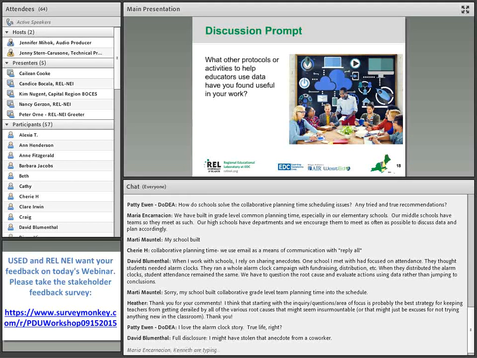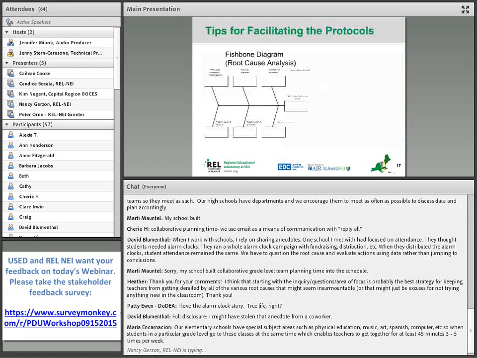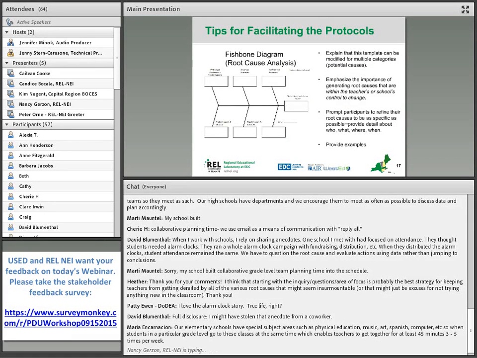So his example is a school had trouble with attendance and thought they would give students alarm clocks, and they had a whole alarm clock campaign that included fundraising and distributing the alarm clocks. And once the students had alarm clocks, the attendance remained the same. So they tackled the wrong root cause. They would have had to go back, let's say, to the Fishbone diagram or something similar that organized their thinking and said this root cause was not our main driving factor. So let's look at what else could be here.